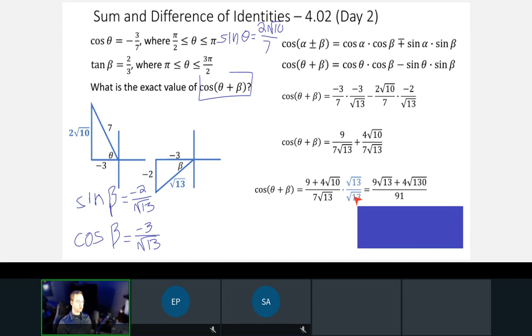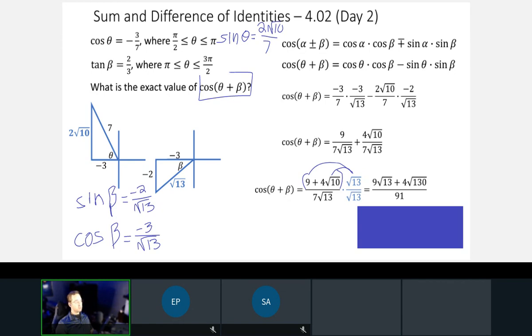I show the work. Multiply top and bottom by rad 13. That's how we get 91 on the bottom. Now, because you have two terms on top, don't forget, you are multiplying rad 13 by the 9 and by the 4 rad 10. And that's how I get this. So if it helps to write it like that, and you're just distributing, right? And then you're left with that final answer.